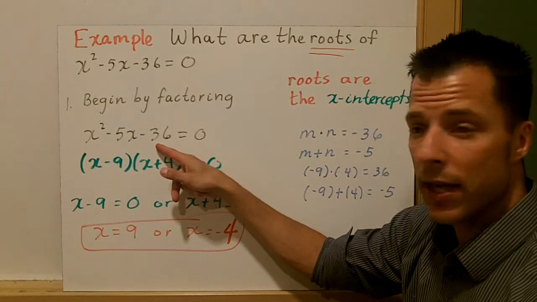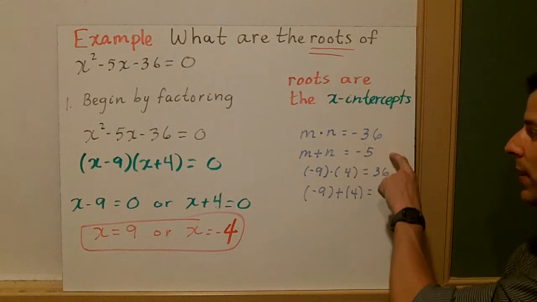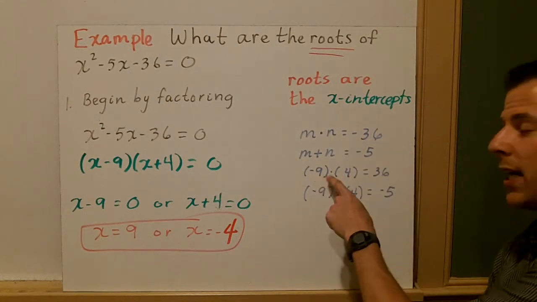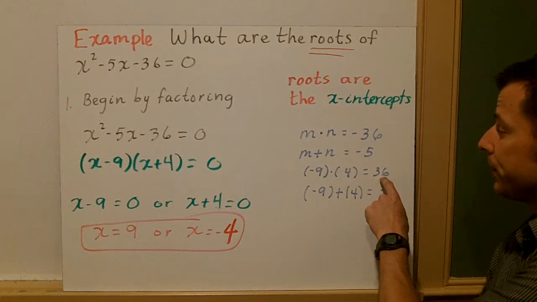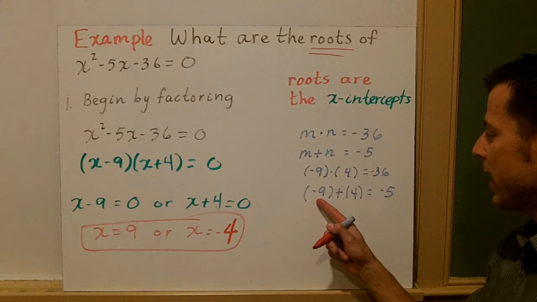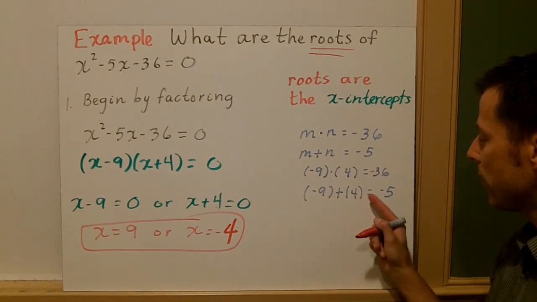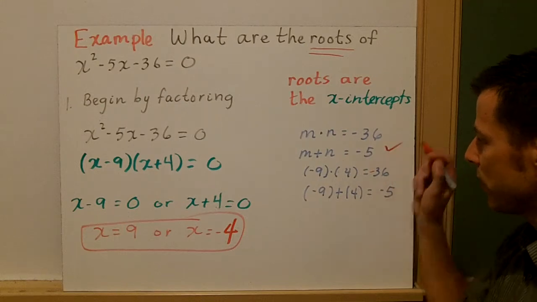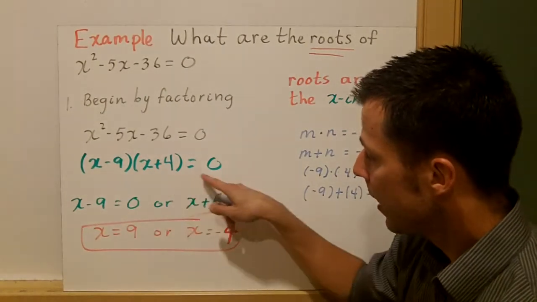We need two numbers that multiply to be negative 36 and add to be negative 5. Here are my two conditions: negative 9 and 4. Negative 9 times 4 is negative 36. Don't forget that negative there. And negative 9 plus 4 is negative 5. So those are my two conditions. There are my factors, and they equal 0.